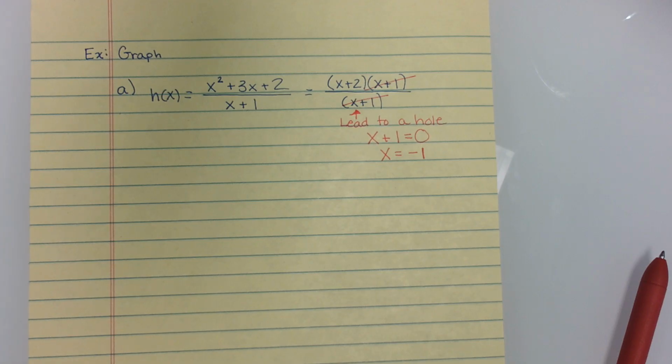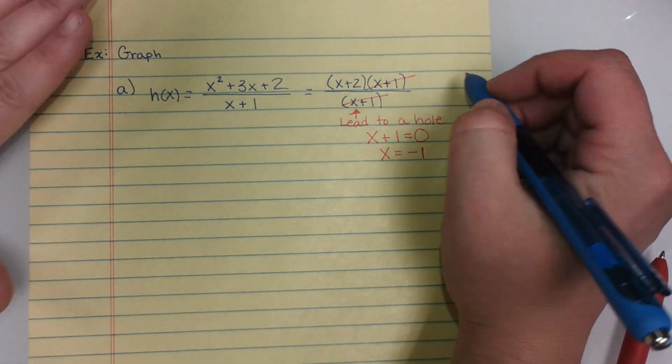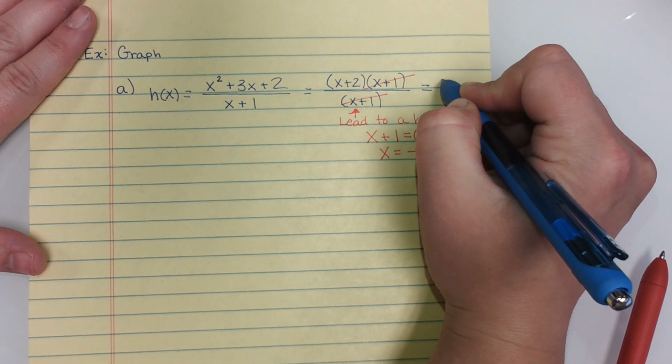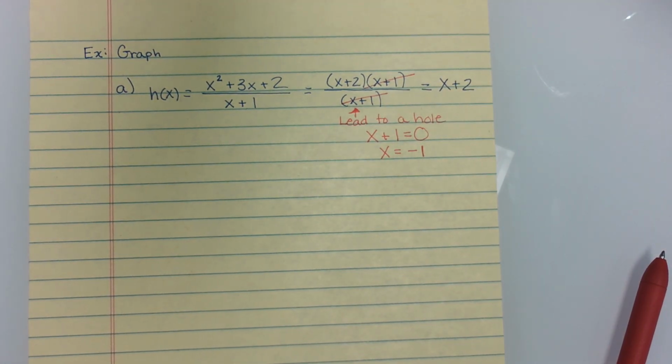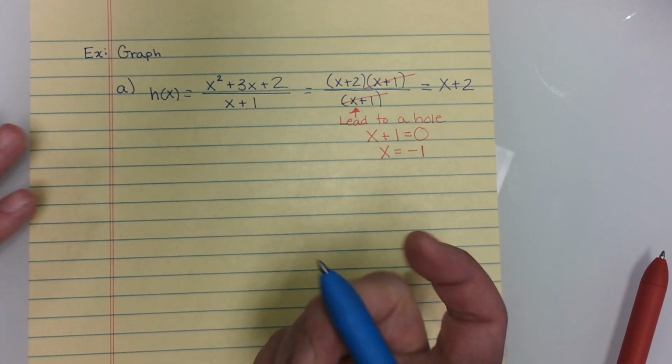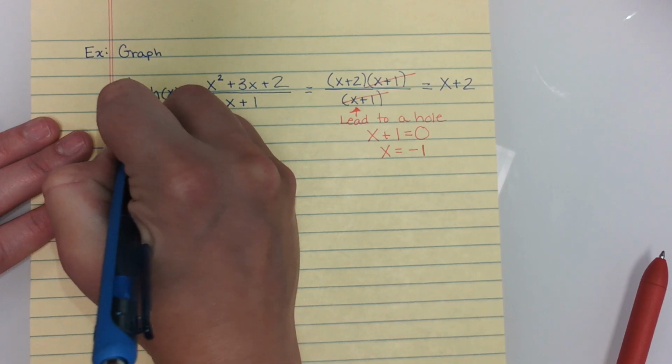After we check for simplifying, what's the next thing we check for? Vertical asymptotes. I set the denominator that didn't cancel out equal to 0. What part of the denominator did not cancel out? That's not denominator. 1. Is 1 ever going to be 0? There's no vertical asymptotes.